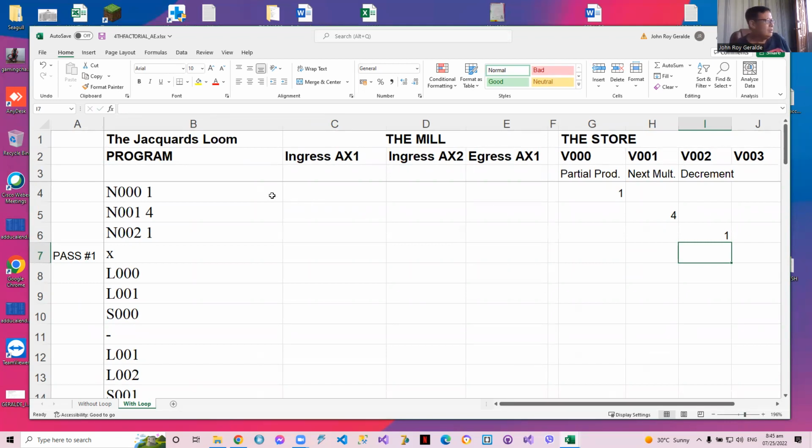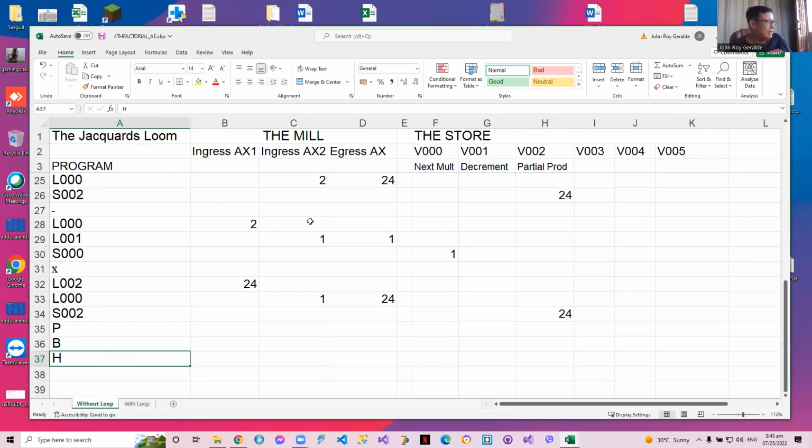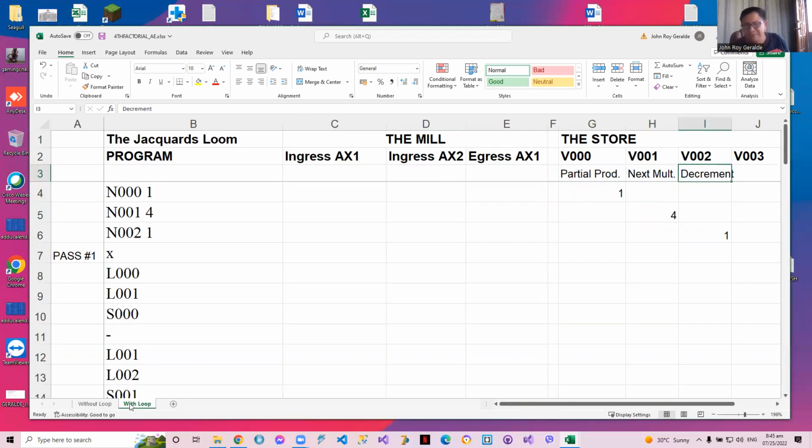Do you follow? So N000 is 1, this makes this 1. And since N001 is 4, this makes this 4. And N002 is 1, this makes this 1. So we designate the variables as follows: 000 as the partial product, 001 as the next multiplier, and 002 as the standard decrement. We reversed them here. You can do it any way you like.